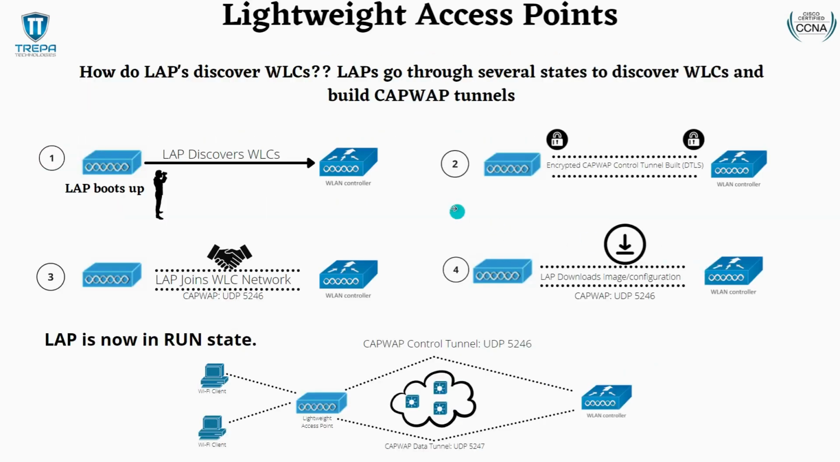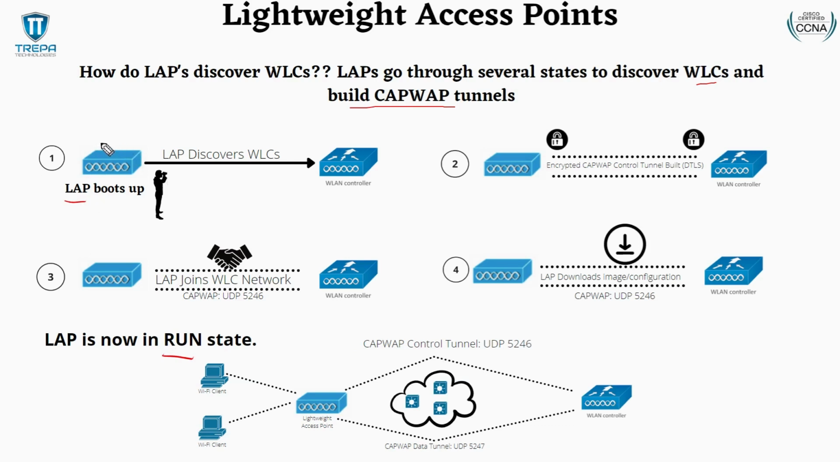Okay, so lightweight access points. A little bit more on how they discover the WLCs. So they're going to go through several different states to discover the wireless LAN controllers and then build the CAPWAP tunnels. So right now we're not going to get into the different 5 methods it goes through. We're actually going to just go through the entire flow to get the lightweight access point in a run state. And when you're doing this live, you're doing this on actual equipment, and we're going to have bonus videos of this. The lightweight access point, at least for Cisco, you're going to have lights on there.